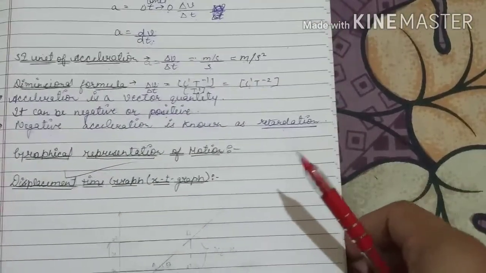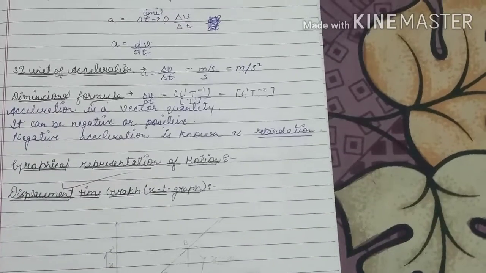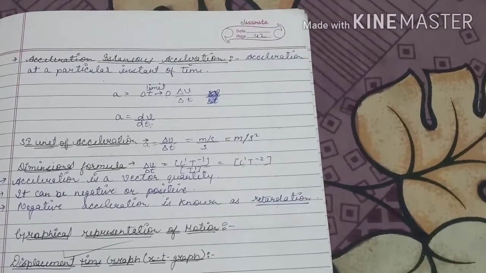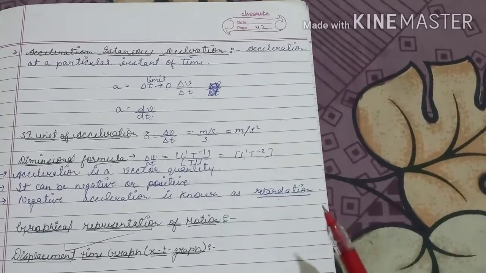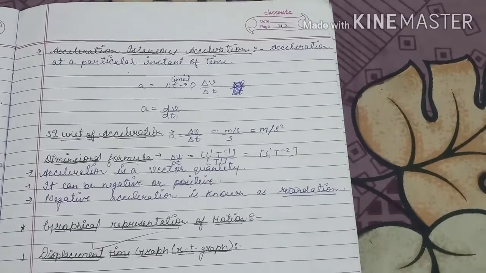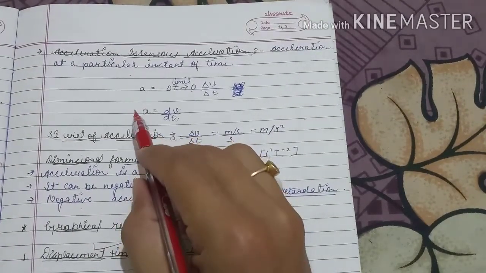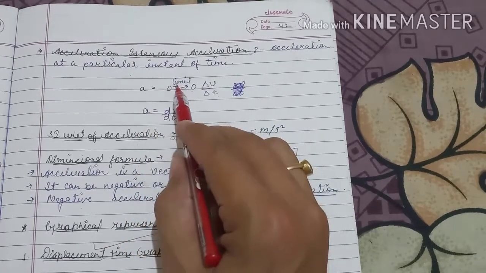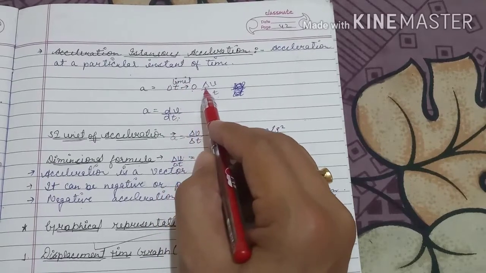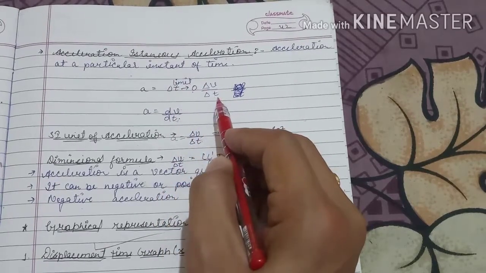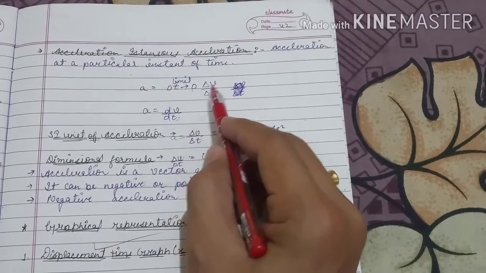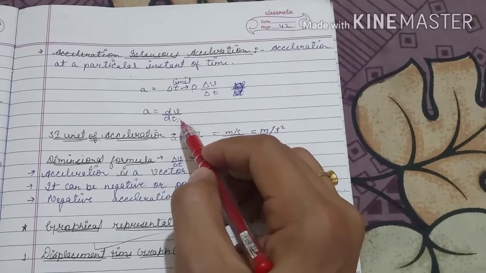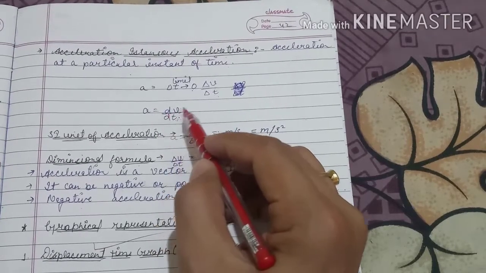But now we have a more important quantity than average acceleration, which is known as instantaneous acceleration. Instantaneous acceleration is the acceleration at a particular instant of time. It is given by the limit as delta t tends to 0 of delta v over delta t, and a is equal to dv over dt.